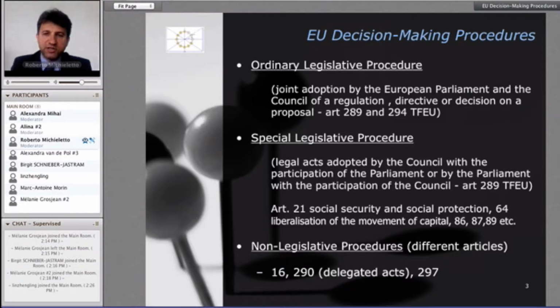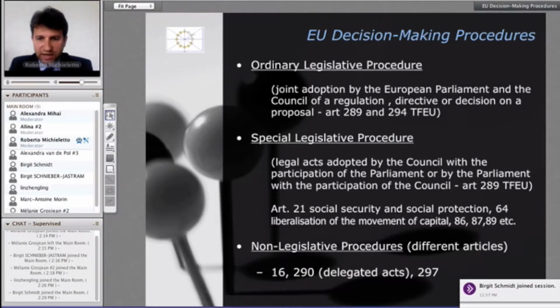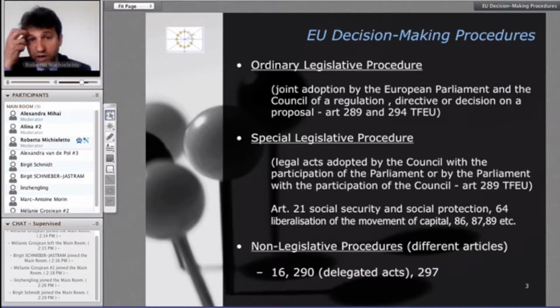Then the special legislative procedure is a little bit different because we have legal acts adopted by the Council with the participation of the Parliament. What she mentioned was consultation, or consent, also called assent. And then you have in the slides some examples where the treaty asks the institutions to apply this special legislative procedure, but this is not the core part of our presentation, because our presentation is on the first one, the ordinary legislative procedure.